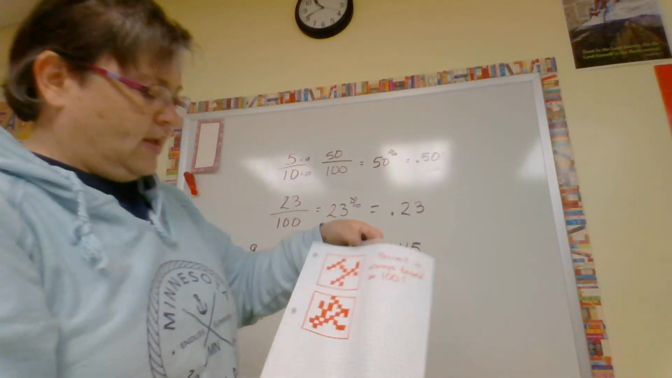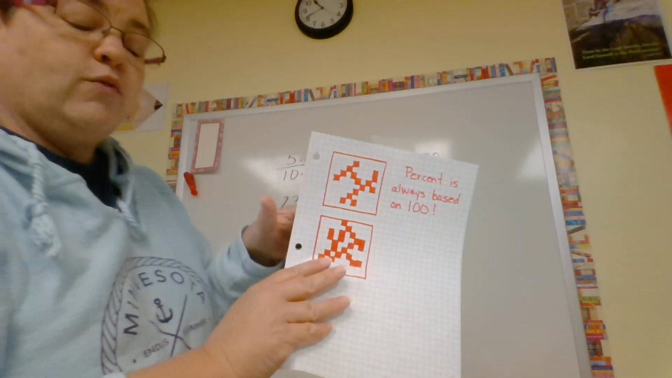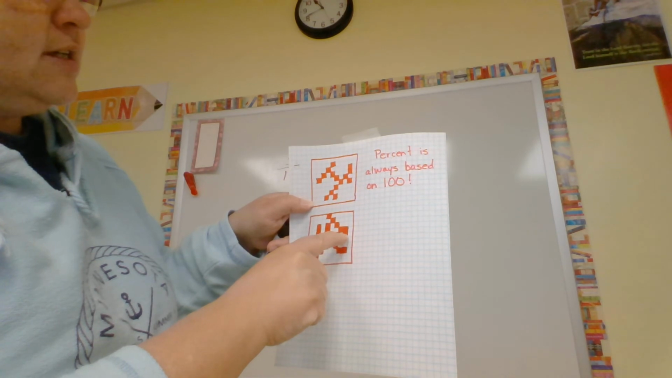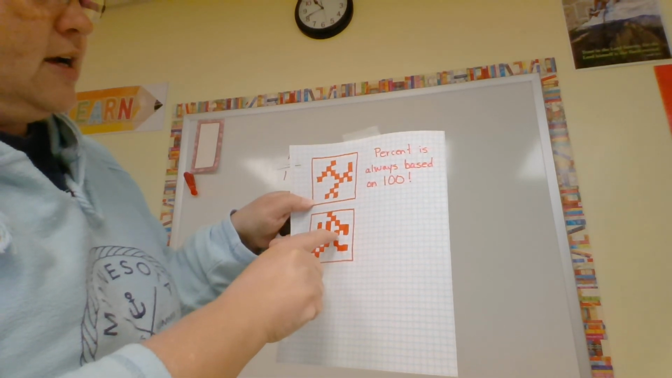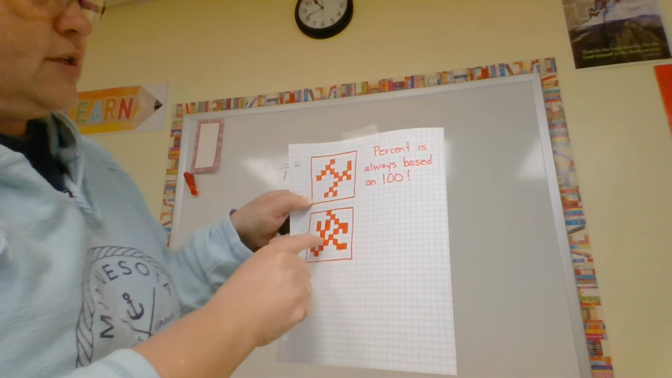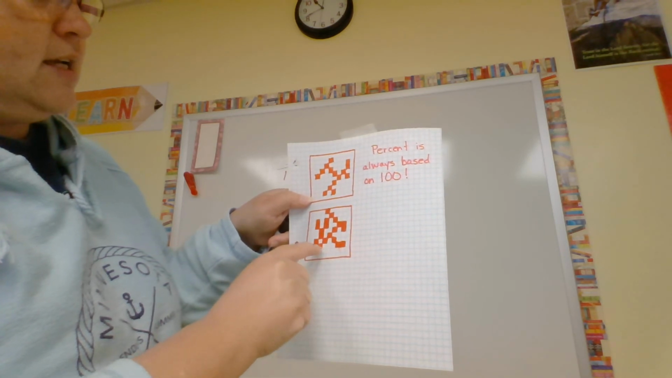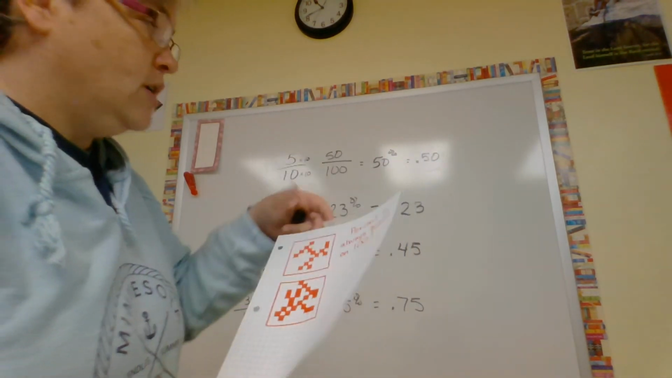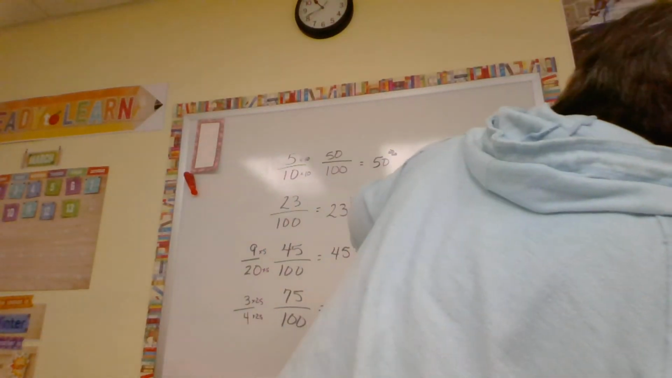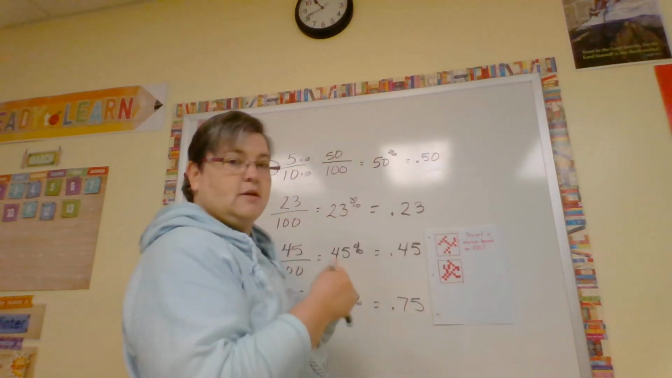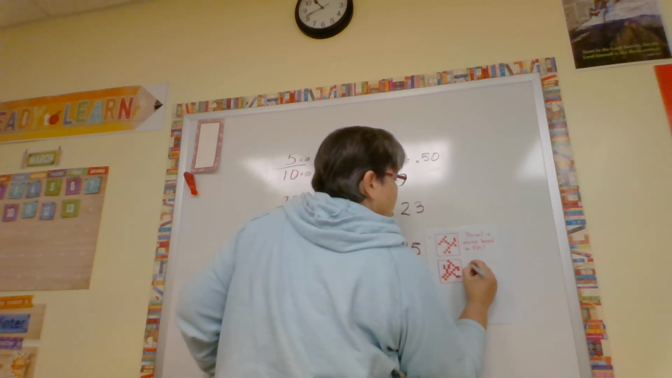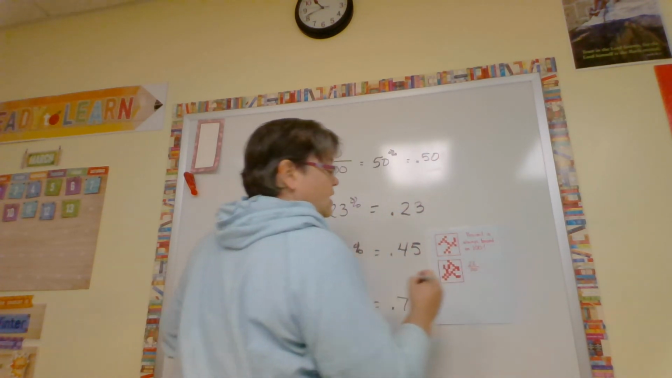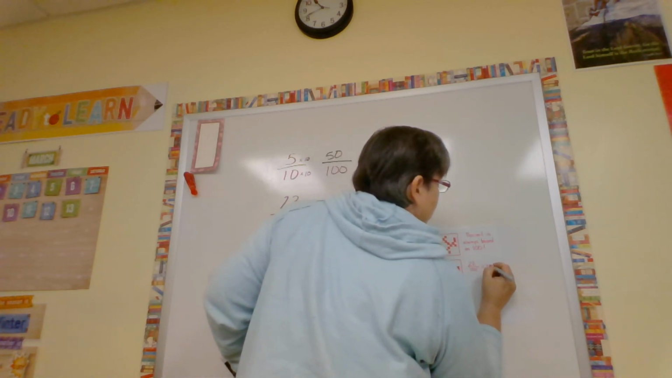All right, let's see. So, out of 100, she has 1, 2, 3, 4, 5, 6, 7, 8, 9, 10, 11, 12, 13, 14, 15, 16, 17, 18, 19, 20, 21, 22. She has 22 out of 100. So 22 out of 100 is 22%.